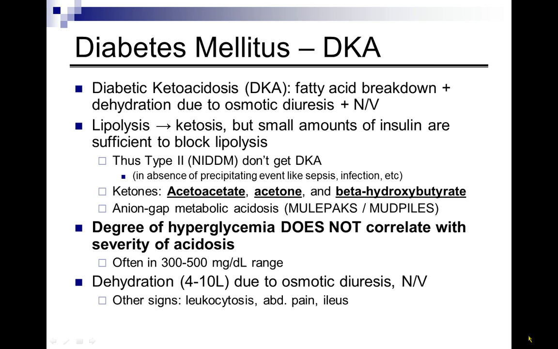Now we're going to talk a little bit more about diabetic ketoacidosis, which is a syndrome that involves breakdown of fatty acids together with dehydration from osmotic diuresis due to significant hyperglycemia, and often associated with nausea and vomiting. In diabetic ketoacidosis, the patient is unable to use glucose because of a lack of insulin. And so therefore they undergo lipolysis and they break down fatty acids to make ketones.